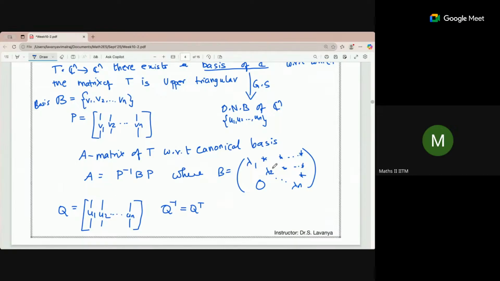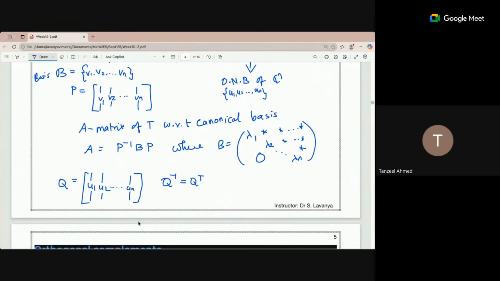When you have an orthonormal basis, the inverse of the matrix is simply the transpose of the matrix. So this is again an advantage of having an orthonormal basis. Okay, fine. Just one question. Isn't it P, B, and then P inverse at the end?